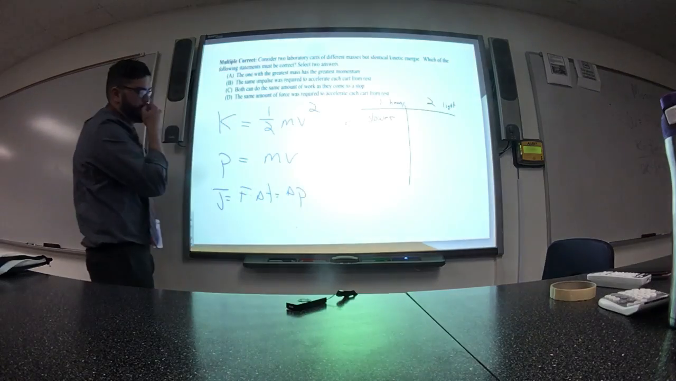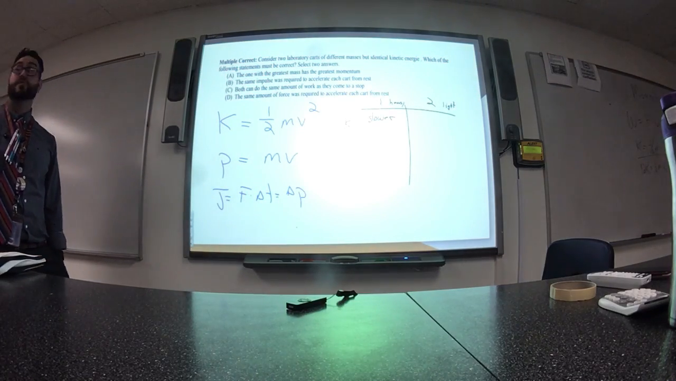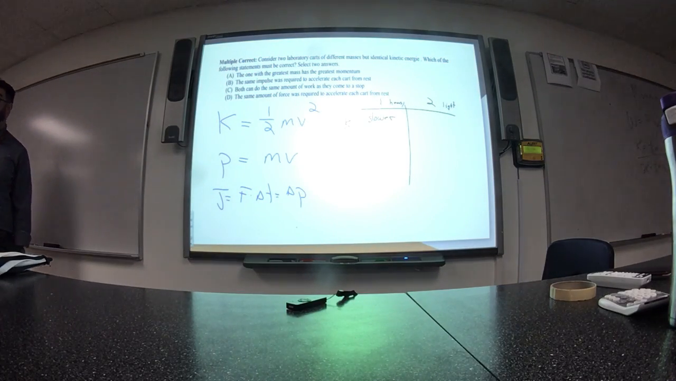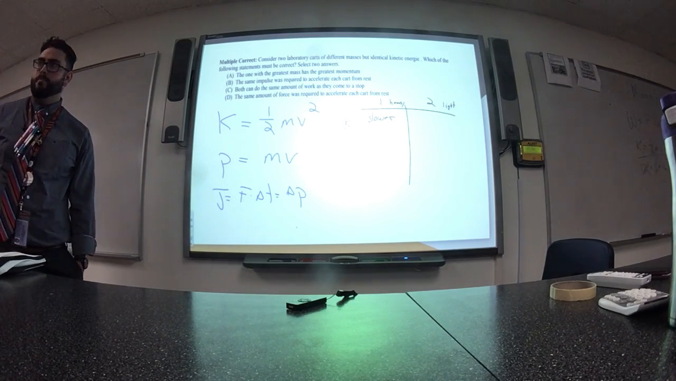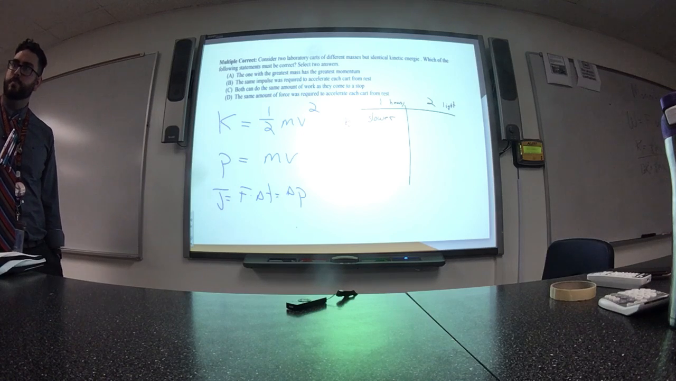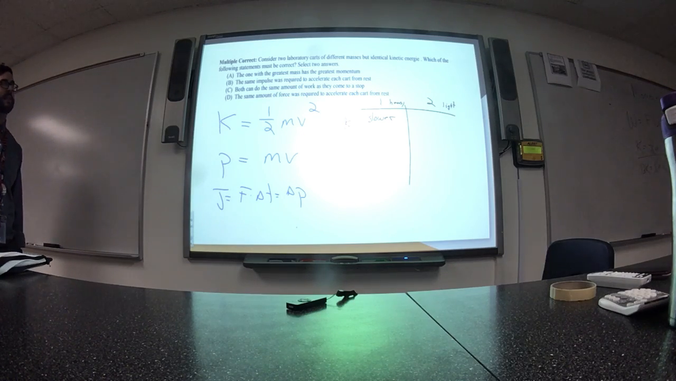So if they both started from rest, so that's good. They both started at 0. So their change in momentum is really going to end up being whatever their momentum is at that point. Does that make sense? That kind of leads me right back to A a little bit. So either it's B and D or it's A and C. Those are kind of the only two choices.